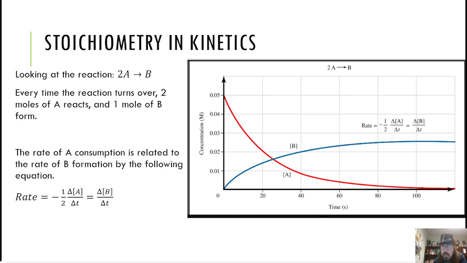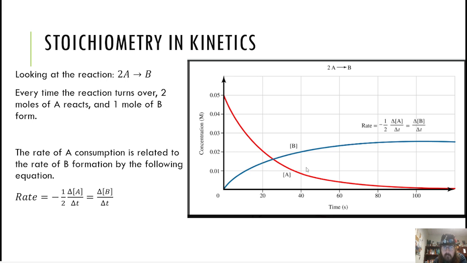For example, after 20 seconds, the concentration of A has decreased by 0.03. The concentration of B has increased from 0 to 0.015. So it took 30 millimolar away and put 15 millimolar of B in.